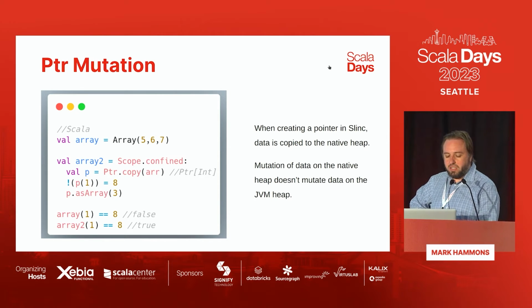So then the result of the scope is that we get an array 5, 8, 7 and assign that to array 2. And if you look at the bottom of the code example, you see that the second element of array is not equal to 8, but the second element of array 2 is equal to 8. So the mutation of the data on the native heap did not affect the JVM whatsoever.